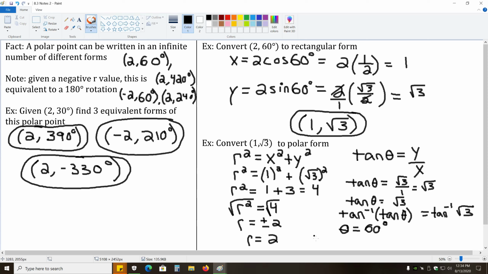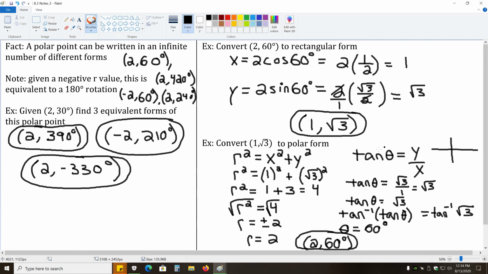But before we just say, oh, well, the answer is 2 comma 60 degrees, circle the answer, and we're all set, we do have to make one quick check. And that is, we have to plot this coordinate. Always remember, when you go from rectangular to polar, you have to plot the point.